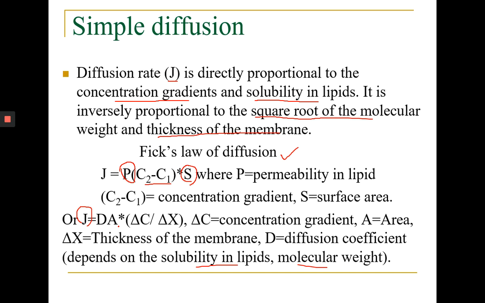So the diffusion coefficient D, A is the area, delta C is the concentration gradient, and delta X is the change in thickness of the membrane. The delta C concentration gradient over delta X thickness of the membrane. These are almost the same, and people consider them the same. But what we know is that simple diffusion depends on the area, concentration gradient, solubility in lipid, thickness of the membrane, and the molecular weight. Okay.